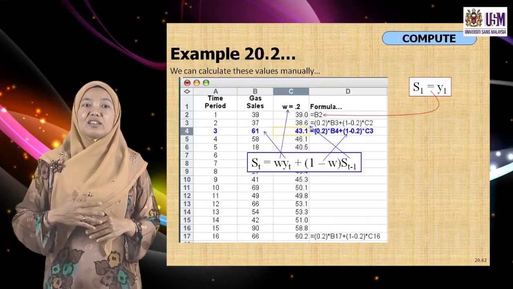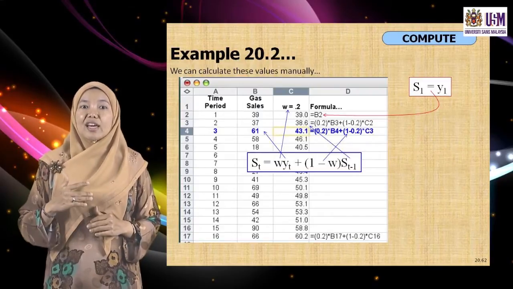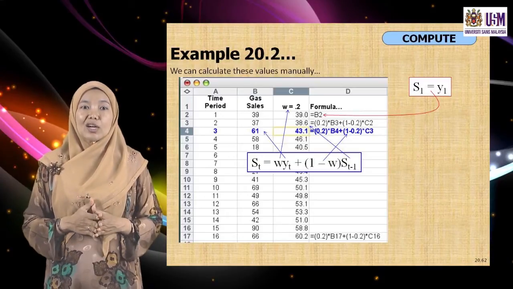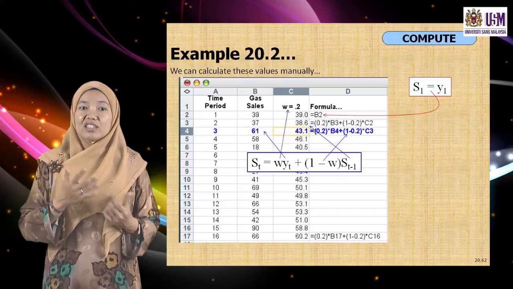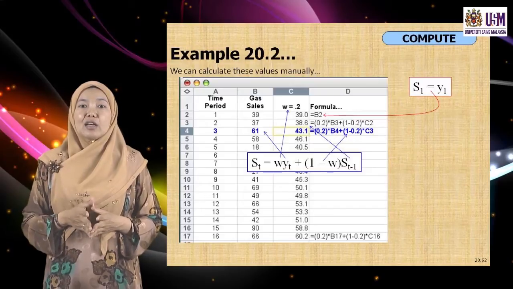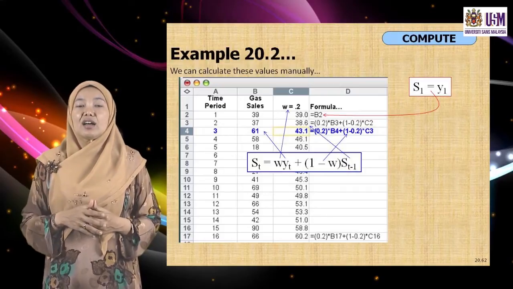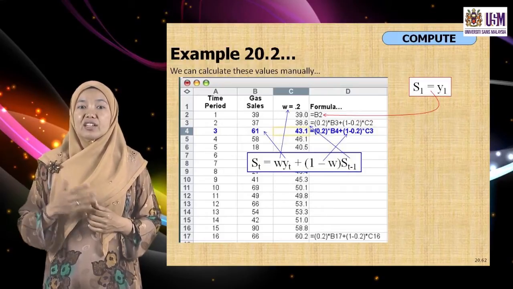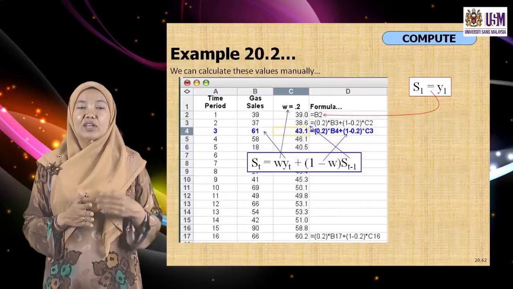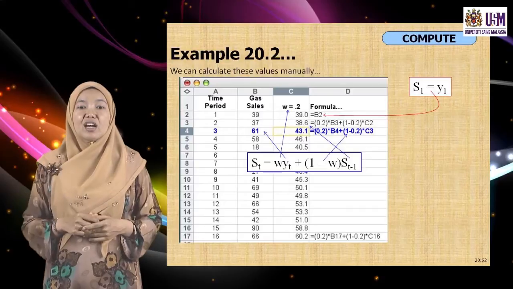And the same thing for the third time period. In the fourth line, in the third time period, how do you get the exponentially smoothed time series value of 43.1? 0.2 multiplied by 61, where 61 is the actual gas sales value, plus 0.8 multiplied by 38.6. That is the previous smoothed time series value. So you get the smoothed time series value for period 3, and in line 4, the value is 43.1. So you can do that for the rest of the columns.